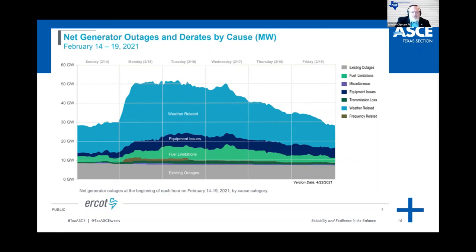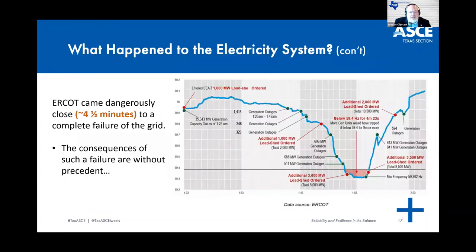As many of you know, listening to this, the grid came perilously close to a complete shutdown. This is a slide that was repeated from the first seminar. We know we were approximately 4.5 minutes away from that grid shutdown occurring. Such a grid shutdown would have put the entire Texas grid into a black start situation, a scenario where the entire electrical grid would have to be restarted from scratch due to the shutdown.